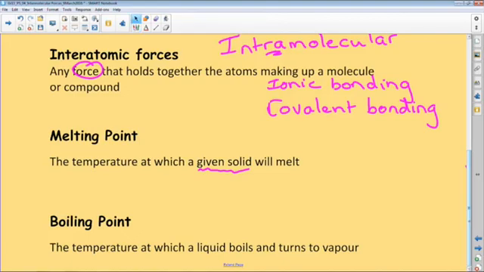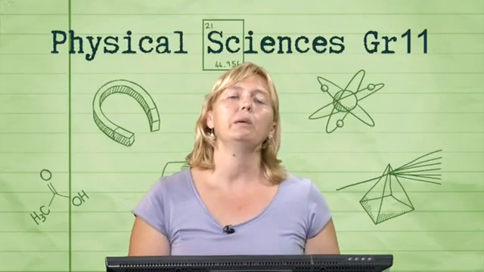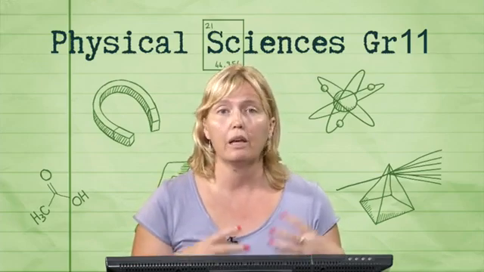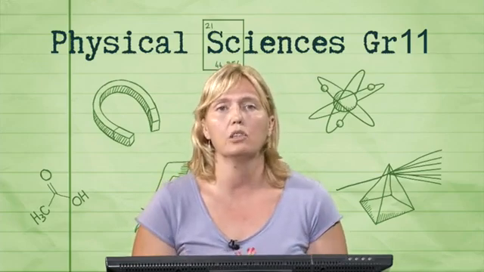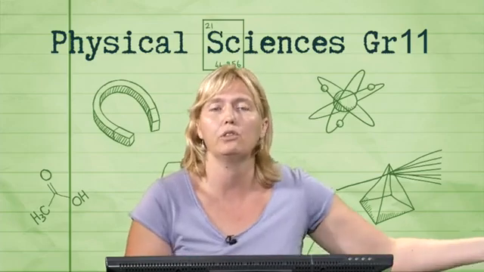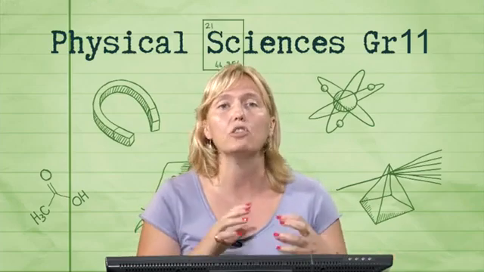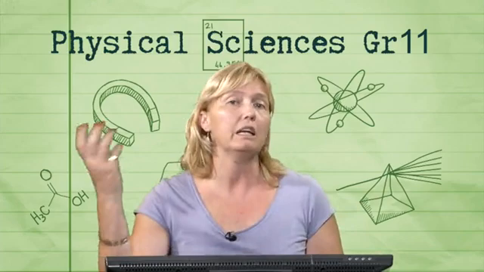Then lastly, boiling point. This is now the temperature at which a liquid boils and turns to vapor. Same concept applies here. This is any liquid, okay? So we will know that water boils at 100 degrees Celsius, but that does not mean that everything boils at 100. You get some substances like oxygen. Oxygen boils below zero, like minus 200 or 223 if I remember correctly. That's where it boils. Boiling just means to change phase, to go from a liquid into a gas.